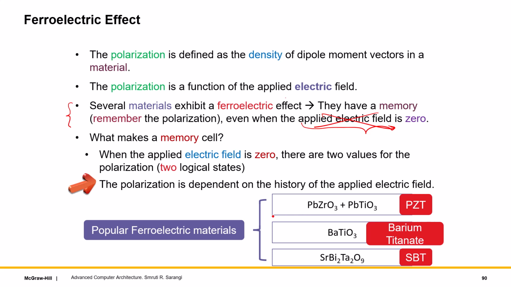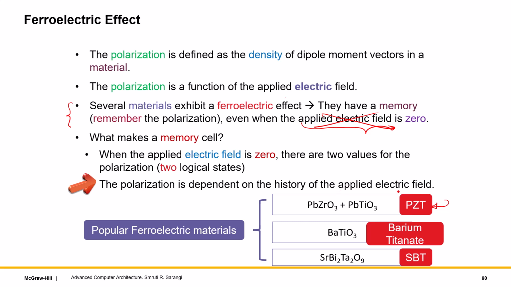There are a few common ferroelectric materials which show a very high level of remembering the applied electric field and having a polarization even when the electric field is zero. Basically, the voltage across it is zero. The electric field is pretty much voltage divided by the distance. One common such material is PZT.